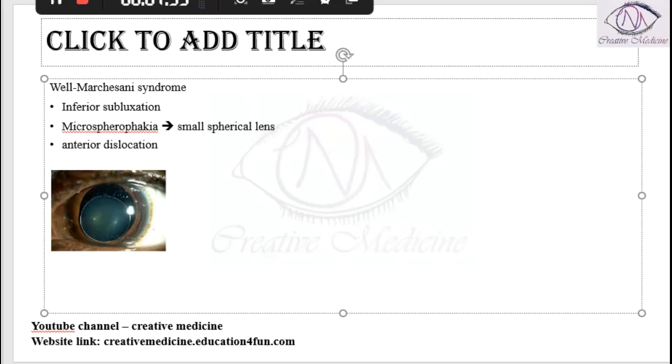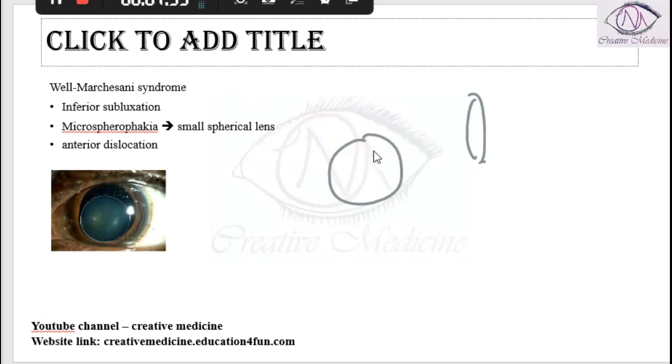Actually, the lens is not spherical in shape. It is actually a biconvex shape. But in Weil-Marchesani syndrome, you will see a spherical lens.